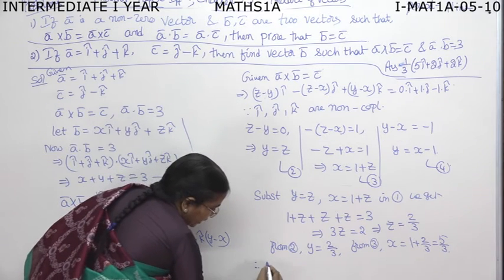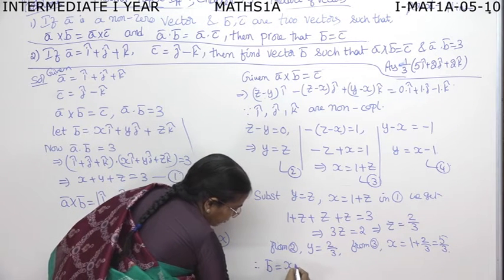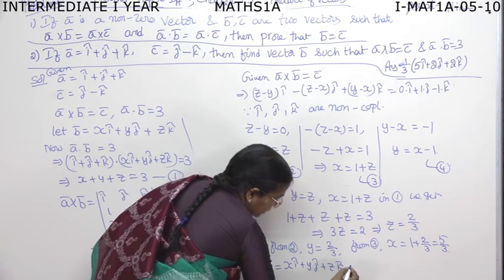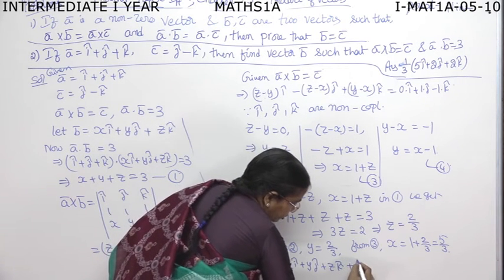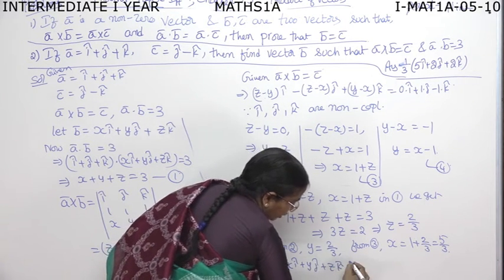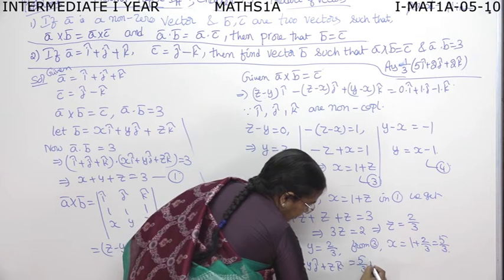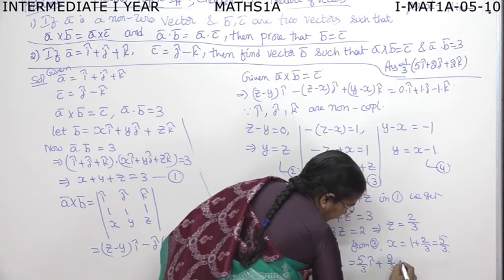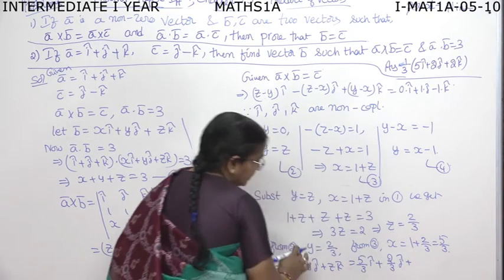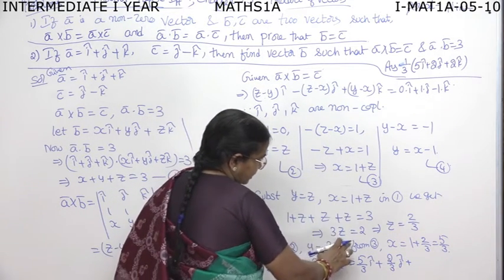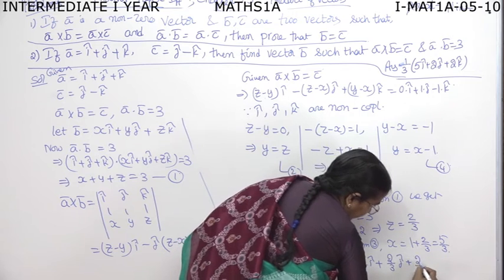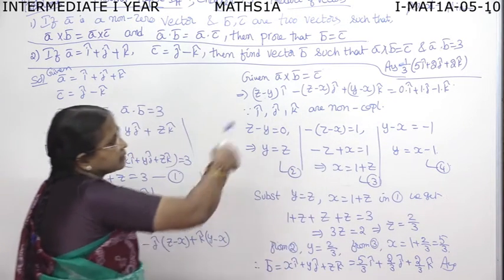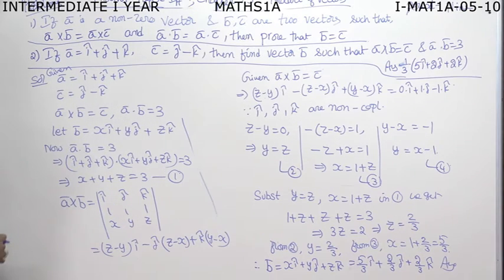Therefore b is equal to xi plus yj plus zk. x is 5 by 3, so it is 5 by 3 i plus 2 by 3 j plus z, which is again 2 by 3, so plus 2 by 3 k. So this is your answer. You can take 1 by 3 common and write the answer in that form. So like this we do the problem.